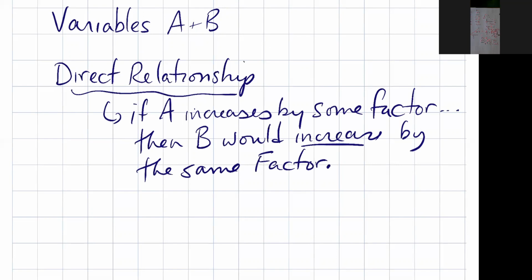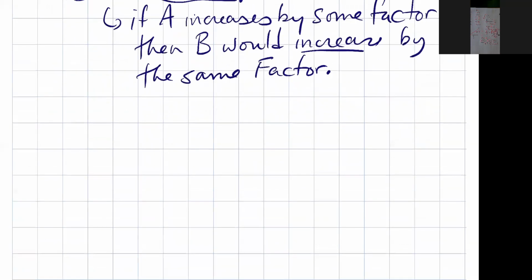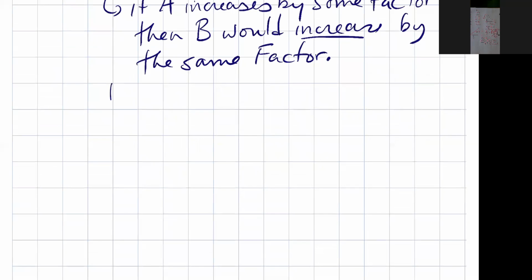Now I chose increase arbitrarily. That could also be decreasing. If A were to decrease by some factor, so maybe A is decreased to be 1/3 of its original value, then B would also decrease by that same factor. Now what does that look like graphically? Suppose you collected some data and had a table of A and B values, and made a graph of A versus B. What you'd find in a direct proportion is a straight line relationship like that.